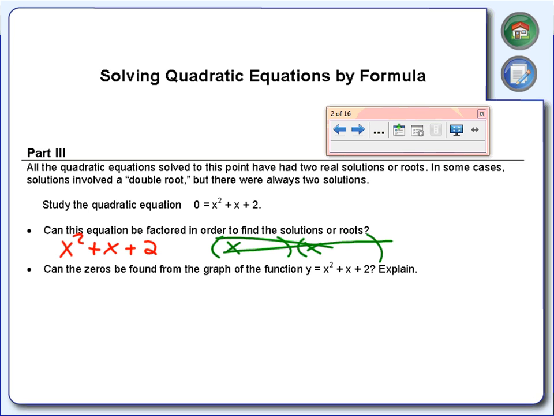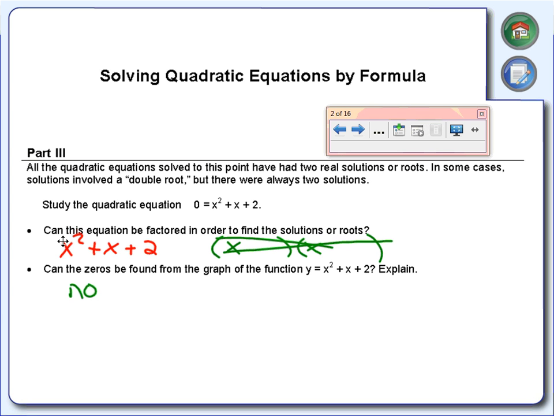How about the next one here? Can we find the solutions, or the zeros, by graphing? Well, let's find out here. Let's go to our calculator and let's graph x squared plus x plus 2. Let's see if we have some x-intercepts. Nope, no x-intercepts. And yesterday what we said is if there were no x-intercepts, then we had no real solutions. We have solutions, they're just not real solutions. And that's what we're going to take a look at today.